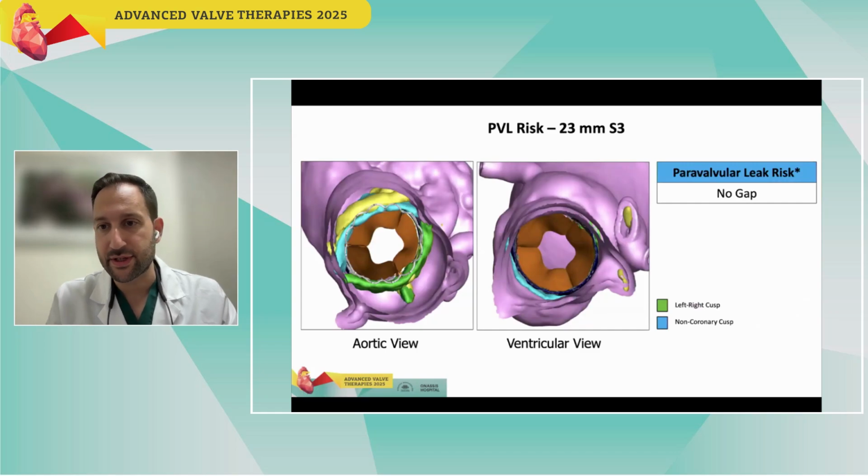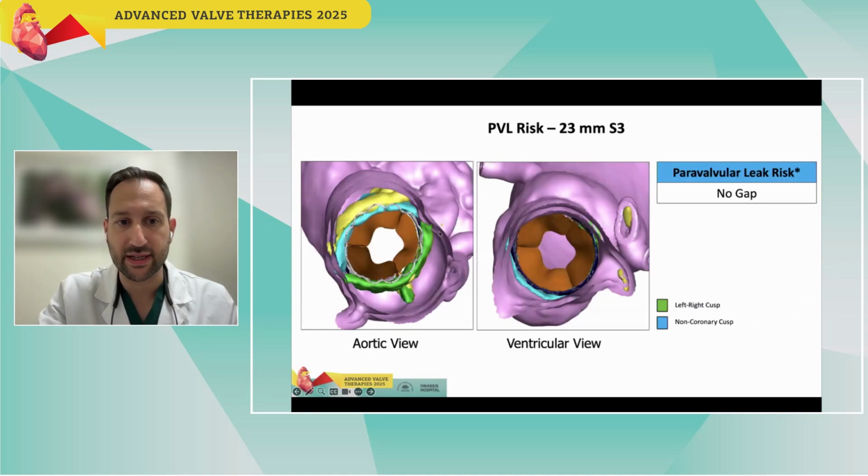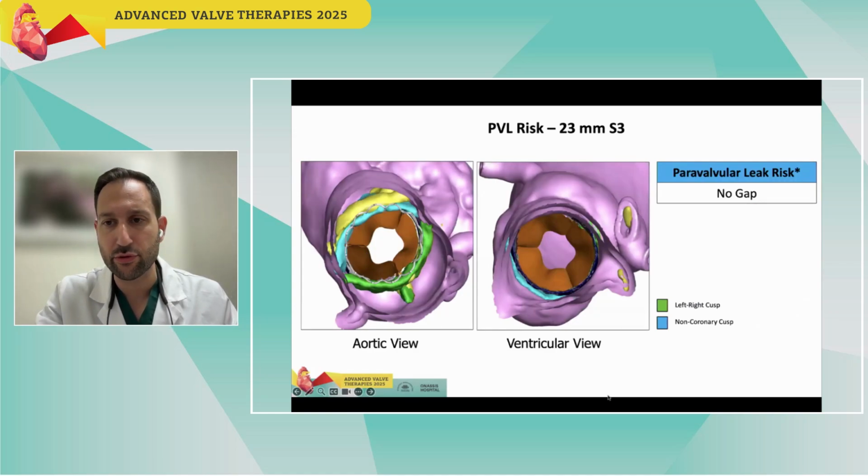We can also estimate the risk for paravalvular leak. We can visualize gaps from the aortic and ventricular views. The rule is if a gap is less than 1.5 millimeters, usually you don't have significant paravalvular leak.